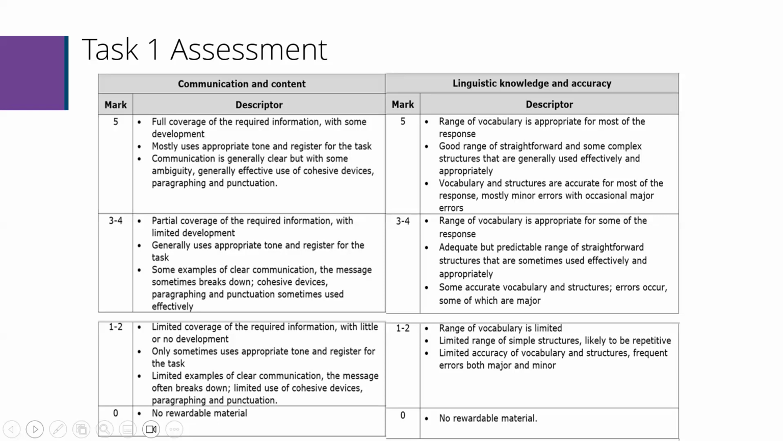Vocabulary is appropriate for most of the task, most of the response. Good, straightforward, and some complex structures that are generally effectively used. And vocabulary and structures are accurate for most of the response. So for those full 5 marks in each of those 2 categories, I think the message is that we don't need what they write to be perfect. Okay, so just generally good is okay for the 5 marks there, because the task is targeted where it's targeted.